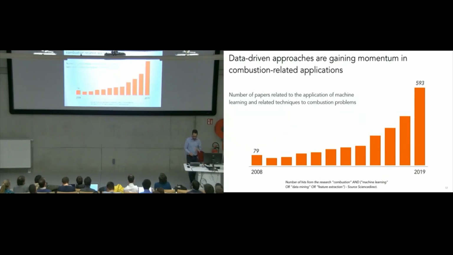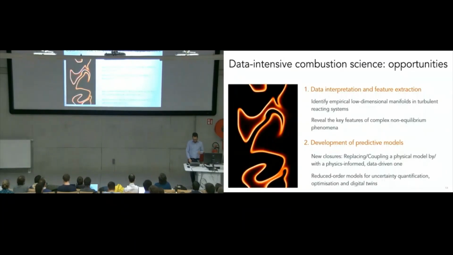Now, in combustion, there has been an increasing interest in the use of data-driven approaches. I made this search very recently, and if you take a 10 year span, you see that there is a very strong increase in the papers that report machine learning, feature extraction, data mining, and combustion. So this shows that there is momentum in using this, and this is clearly motivated by the three reasons that I showed before.